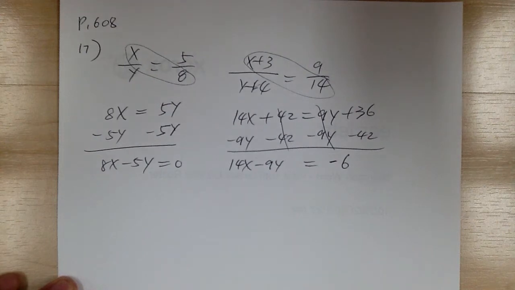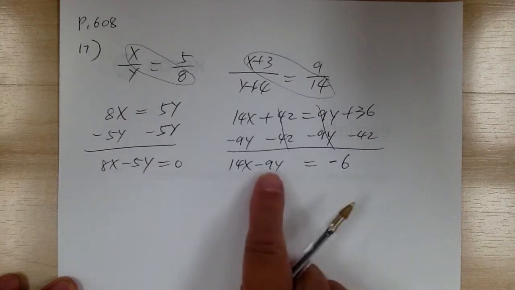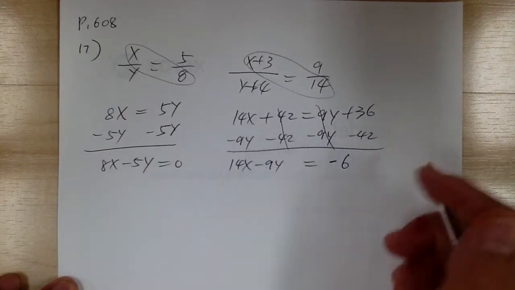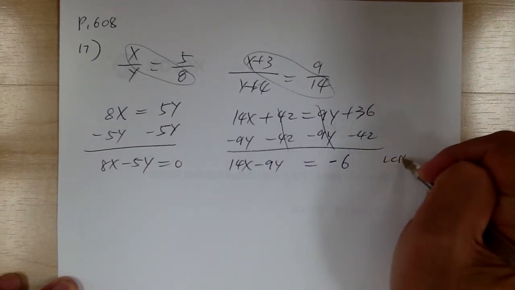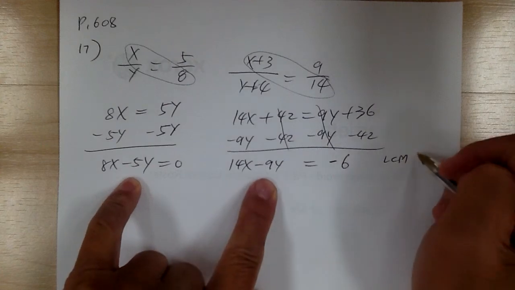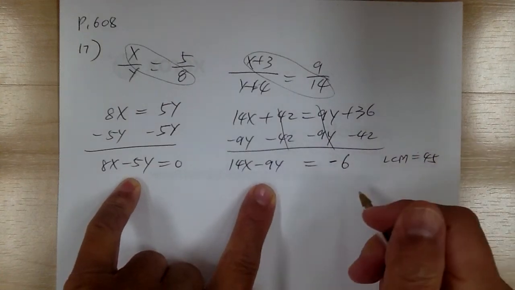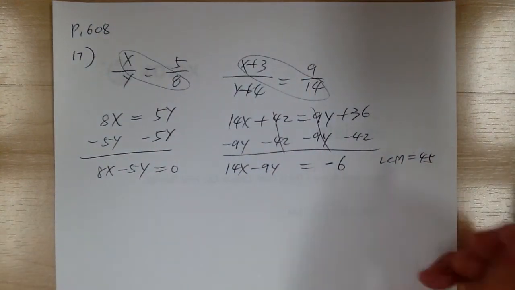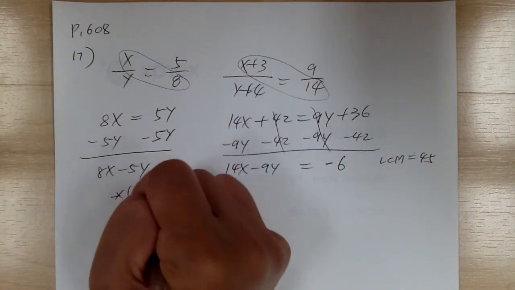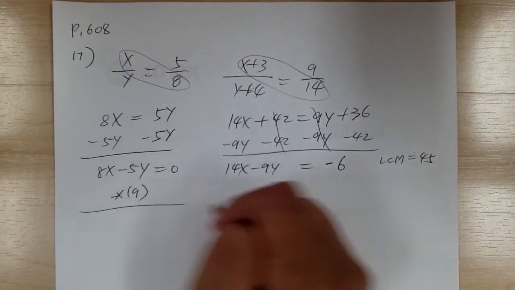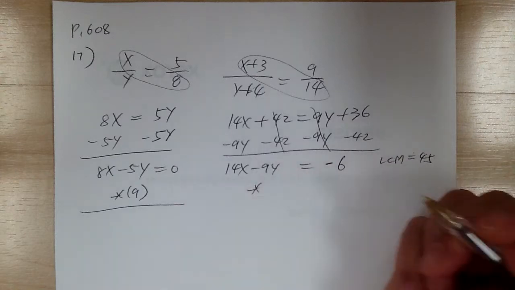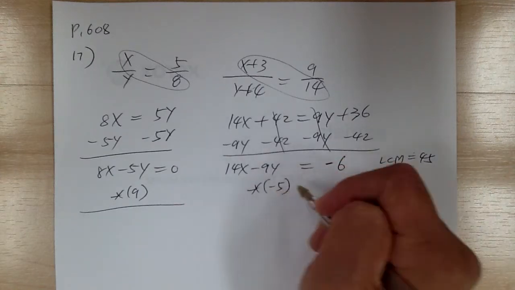Okay, so this is a little bit messy. So I'm going to do the y. I'm going to eliminate the y. So the LCM for y would be 45. Okay, so I'm going to multiply this by 9, and I'm going to multiply this by negative 5.